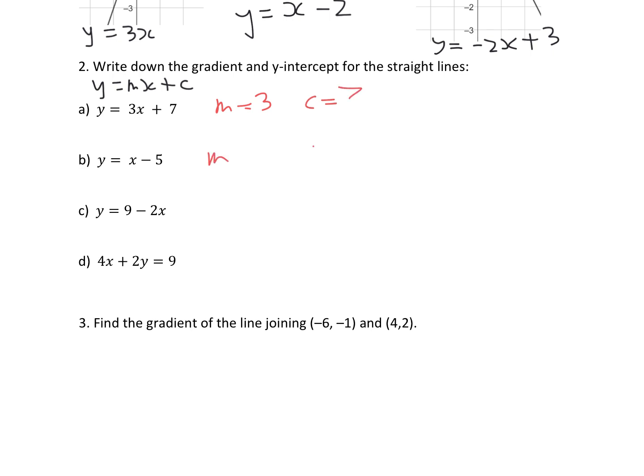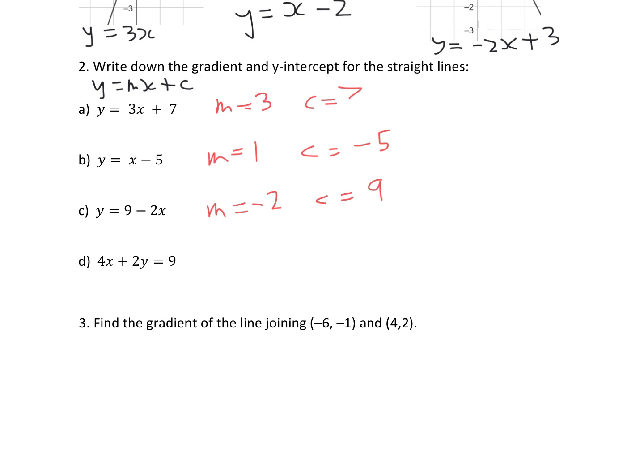In the second one, the gradient is the number in front of the x, which is just 1 there, not 0. Otherwise, there would be nothing there. If it's just x, it means 1x. And then your c is minus 5. Part C. In part C, we've got minus 2x. We don't just look at the first term, we look at the number of x's. So the gradient is the number in front of the x. So that's minus 2. And the c is whatever is added or subtracted onto that x term, which is 9.